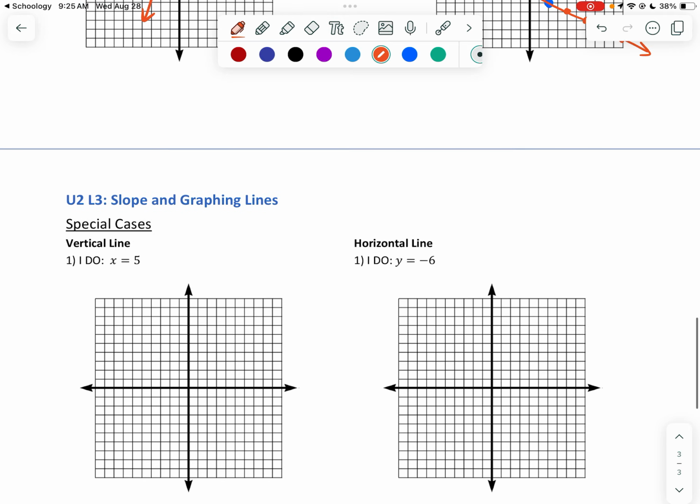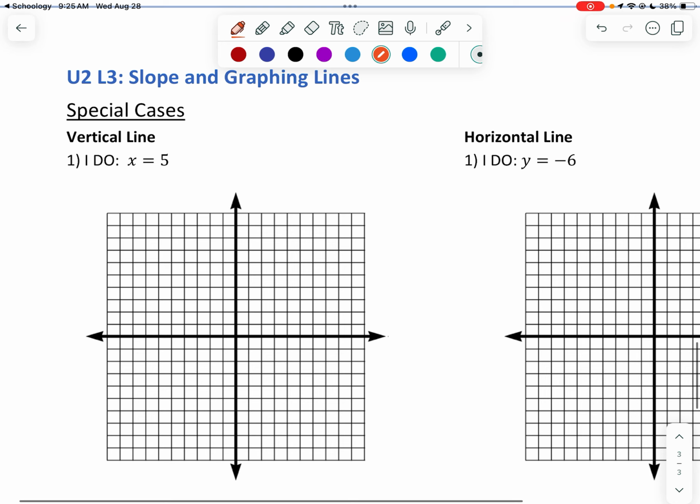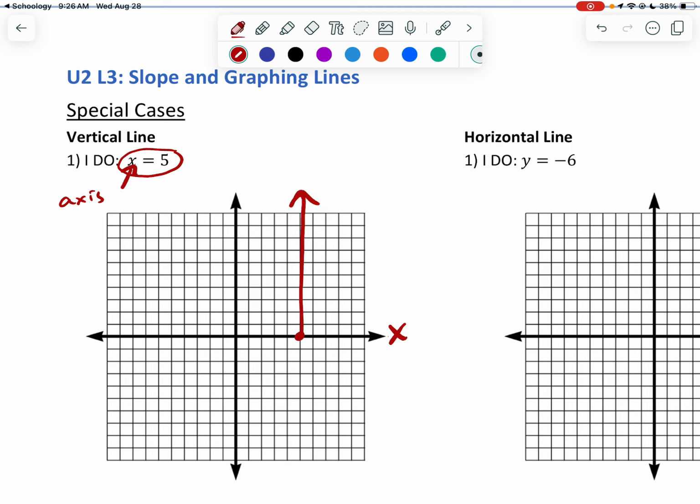Just really quick, these are pretty quick. Special cases, your vertical lines. So I always remember this, like this isn't slope-intercept form or point-slope form. I always remember this by whatever letter that is, X or Y, that is the axis that your line is going to go through. So if this says X equals 5 on my X-axis, I'm going to go where X is 5, put a point, and my line's going to go right through that. So this is going to be a vertical line, and that's it.